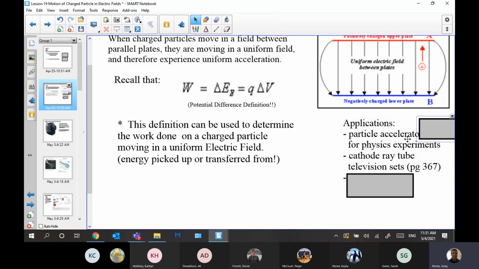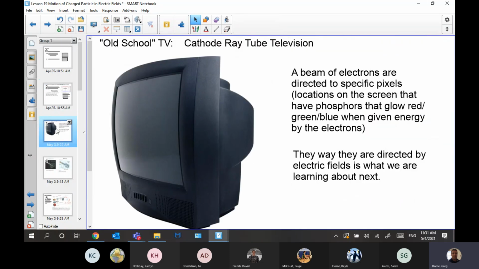Cathode ray tube television sets. So cathode ray tube television sets, this kind of old beast, if you have any of those still kicking around your house, or if they've already maybe been given away at the curb, there's a beam of electrons from the back here that's fired towards the front. And then there's a whole bunch of phosphors here that can glow red, green, or blue when an electron hits it. And if you fire them in the right spots, you get a picture of whatever you want.